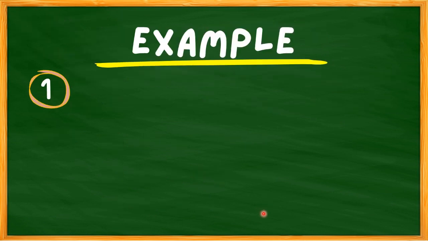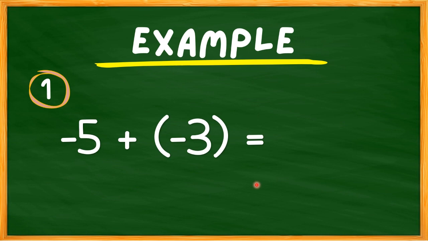Next, let's have some examples to further analyze and to master your skills. Again, to review, adding like sign, you must add the two integers and copy the sign. Rule number 2, adding unlike sign, you must subtract first and copy the sign of the highest absolute value. So let's have example 1. Negative 5 plus negative 3. Correct, the answer must be negative 8.